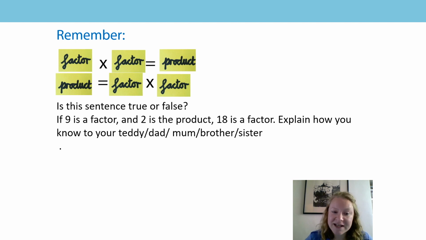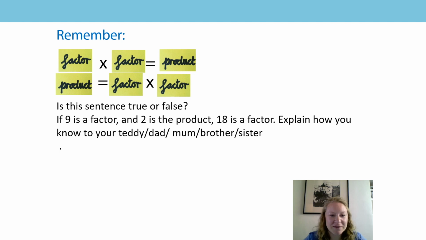Is this sentence true or false? If 9 is a factor and 2 is the product, 18 is a factor. Explain how you know this to your teddy or your mum or your dad or your brother or sister or anybody who's around. Explain how you know that this statement is either true or false. Let me read it one more time. If 9 is a factor and 2 is the product, 18 is a factor. Pause it and have a think.